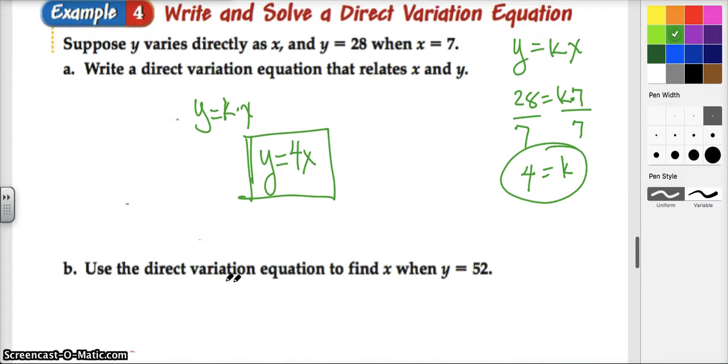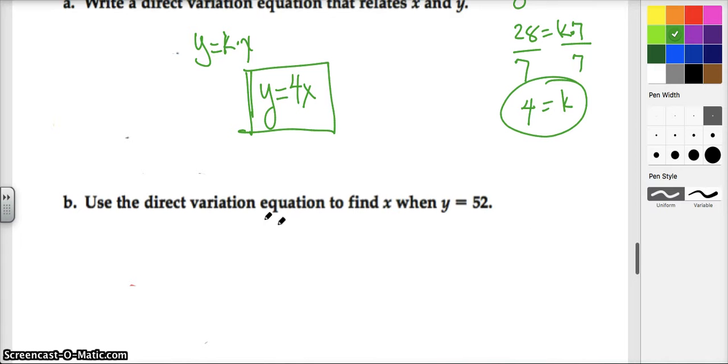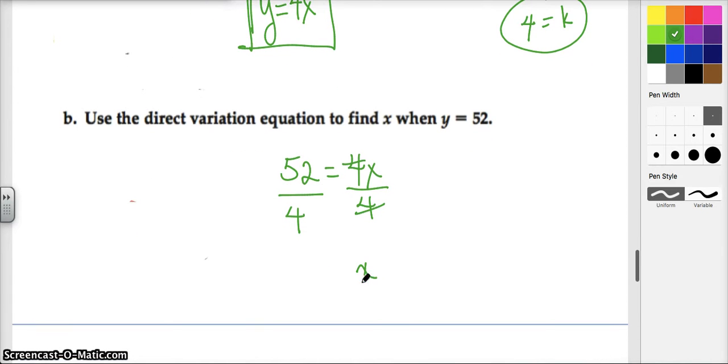Let's look at this next one. Use that direct variation equation to figure out x when y is 52. No problem. This is simply a substitution situation for us. We're going to plug 52 in right there, set it equal to 4x, and then solve for x. 4 times a number is going to give me 52, so I'm going to have to divide both sides by 4 to figure out what that number is. And when I do that, 4 goes into 52 what, 13 times? Yeah, 13 times. So in that case, x is equal to 13.